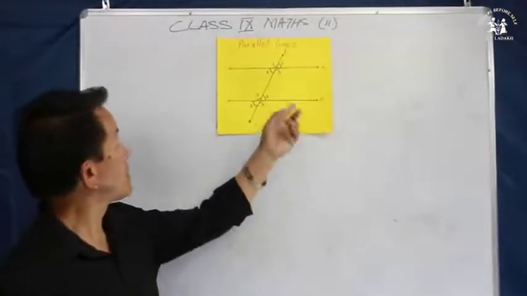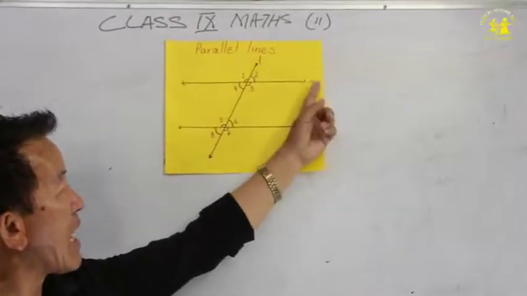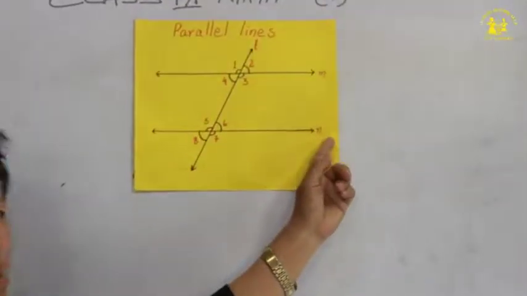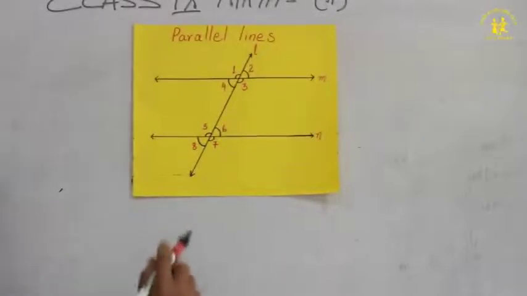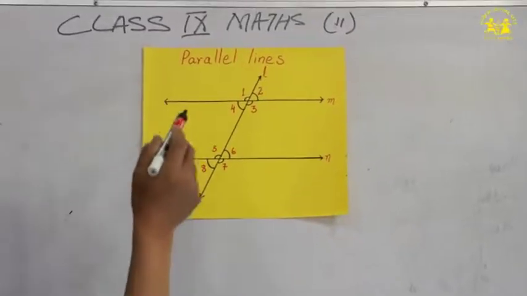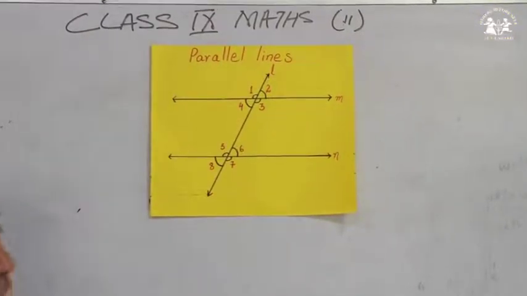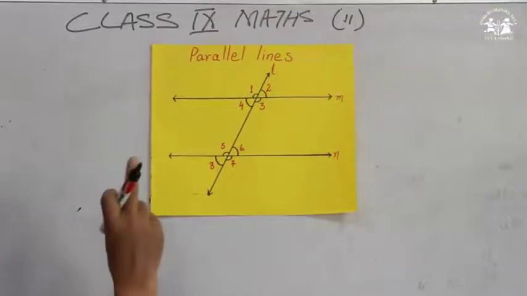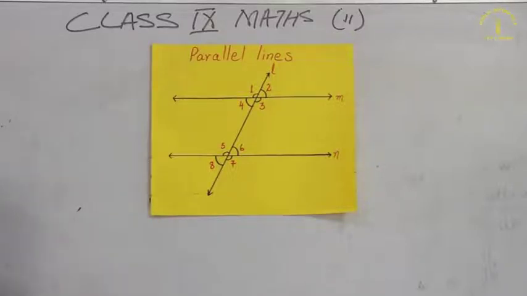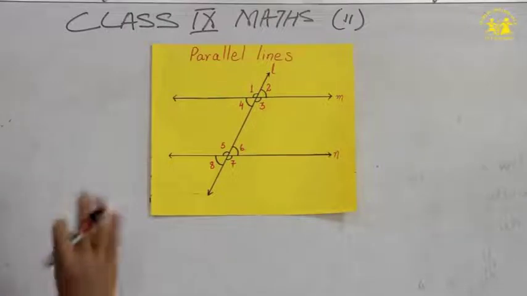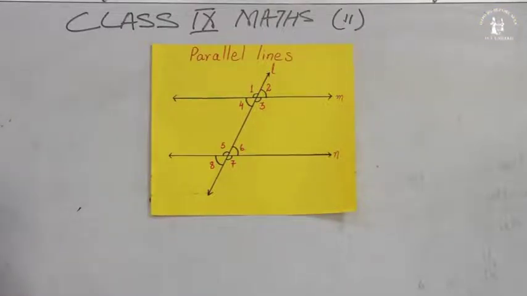I have given here two lines, line M and line N. These two lines are parallel to each other and they are intersected by a third line, line L. This line L, as I said earlier, is the transversal. When the transversal intersects the two parallel lines, it forms eight angles, and each of these angles can be paired up in different ways.